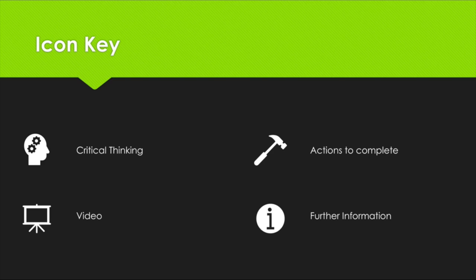And now we are going to just quickly review the icon key. The head with the cogwheel is critical thinking activities. The movie screen is for watching videos. The hammer is asking you to take actions to complete. And the eye is for further information.